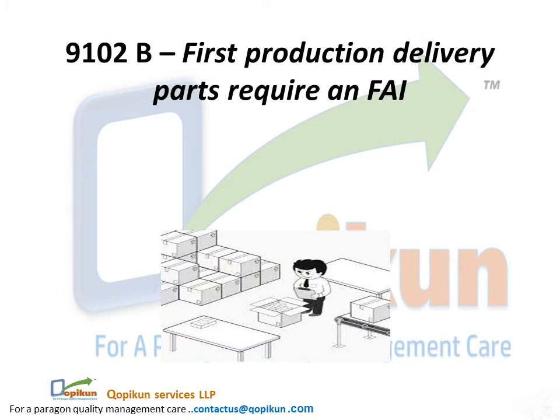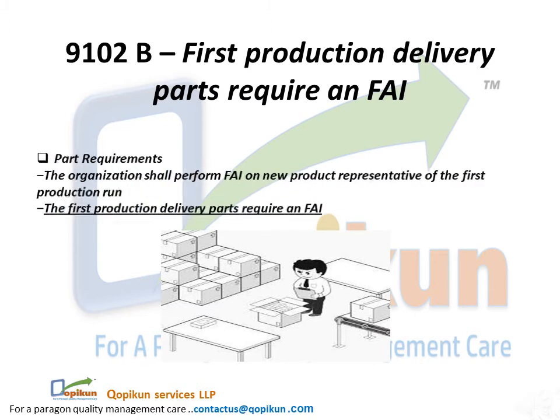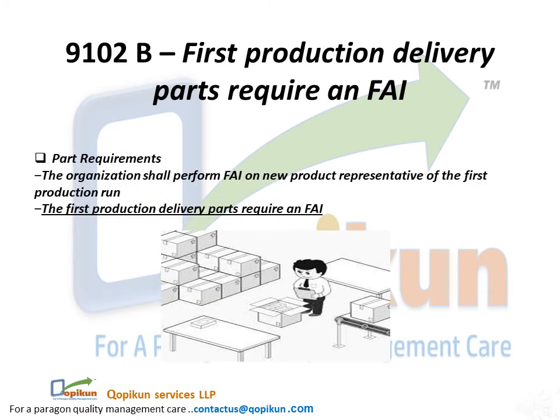9102B, first production delivery parts require an FAI. Part requirements: the organization shall perform FAI on new product representative of the first production run. The first production delivery parts require an FAI.